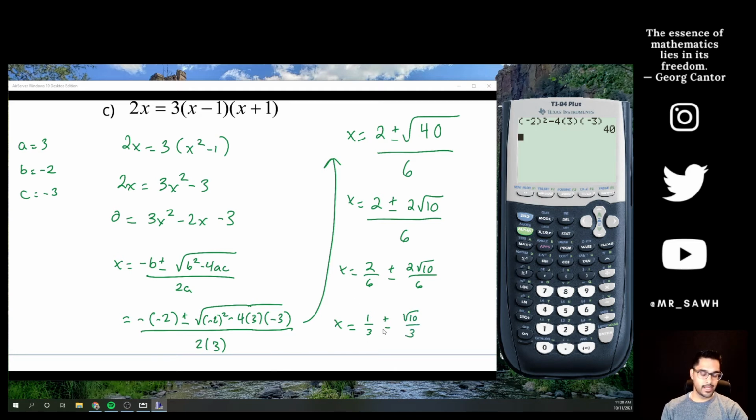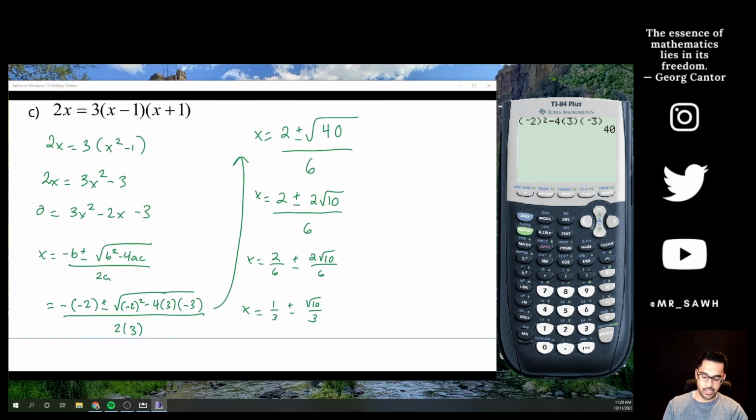So you can put them back together. Some people don't like splitting them apart, but I find it helps with the understanding piece. 1 plus or minus root 10 over 6. Nope, I lied. Over 3.